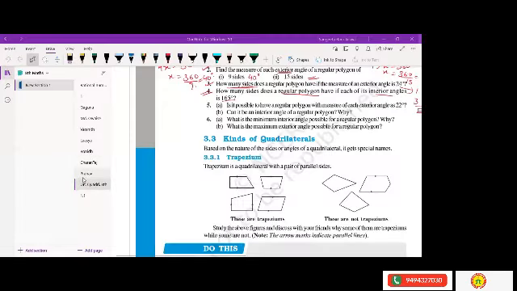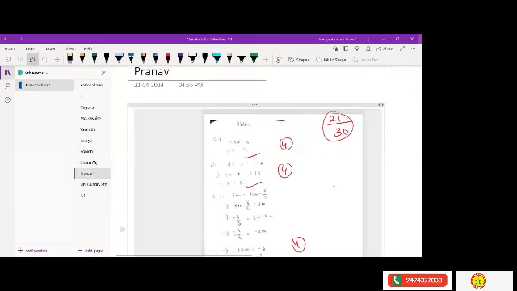Okay, so we had started with quadrilaterals, right? I'm sharing the screen here. We'll continue with quadrilaterals, but before that, I want to show you your paper. Just now, Pranav was asking about his marks. Pranav, this is your paper. Hello. Okay, ma'am.